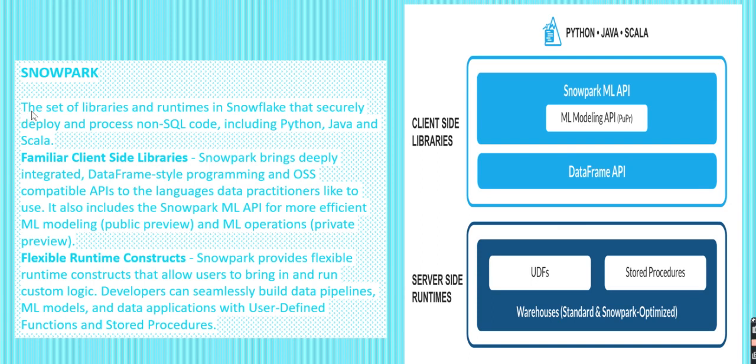So basically, it is a set of libraries and runtime from Snowflake that securely deploys and processes non-SQL code, including Python, Java, and Scala. The familiar client-side libraries are deeply integrated, DataFrame style. You can just create your DataFrame and read that CSV file using the read CSV function once you have created your Spark session, and then it provides us DataFrame-style programming and OSS-compatible APIs to the languages data practitioners like to use. I've used it a couple of times on Snowflake, and there is also an open source platform available like Google Colab, and you can use that.